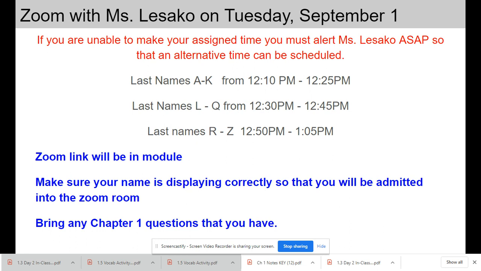The Zoom link will be in this module. Please do make sure that your name is displayed correctly so that I can admit you from the waiting room into the Zoom room. And bring any Chapter 1 questions that you have with you. We may get to them, or we may just save those for our next Zoom session. This is really just one where I want to first touch base and say hello to everyone, and then second, see what questions we have since we're finishing up Chapter 1 now, okay?